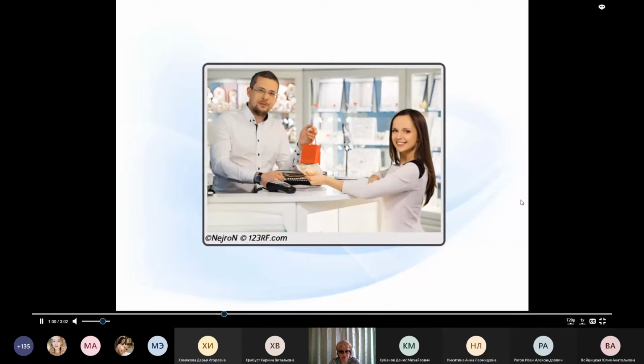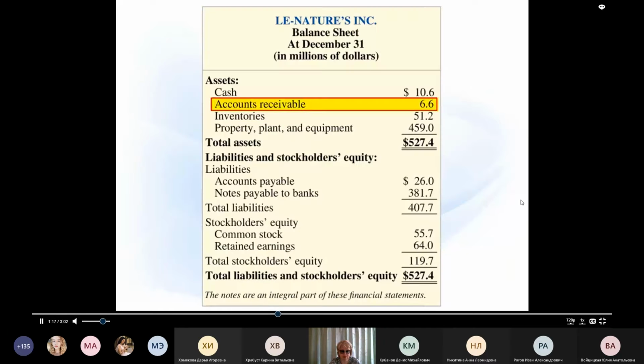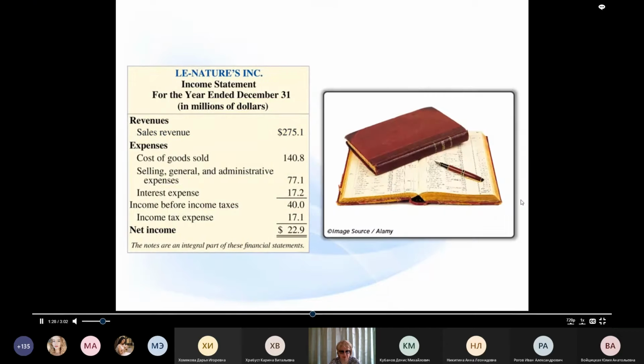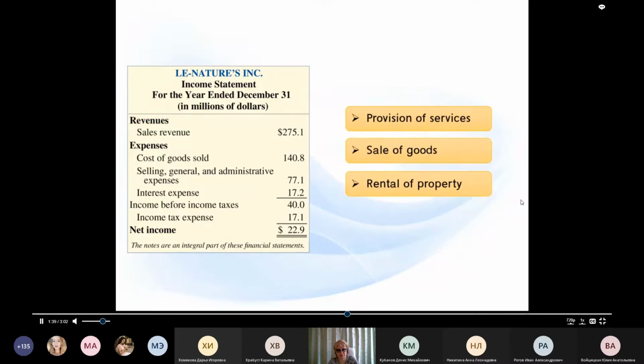Retail stores often receive cash from consumers at the time of sale. However, when a wholesaler delivers goods to a retail store, the wholesaler usually receives a promise of future payment called an account receivable, which later is collected in cash. That promise of future payment is reported on the balance sheet since it represents an asset, or in other words, an economic resource owned by the company. Whether the company receives cash or a promise of future payment, the business records the sale as revenue for the period. Various terms are used in income statements to describe different sources of revenue. For example, provision of services, sale of goods, rental of property.